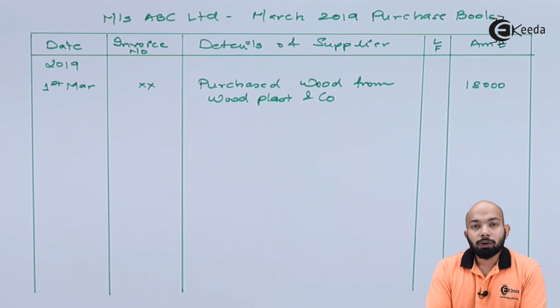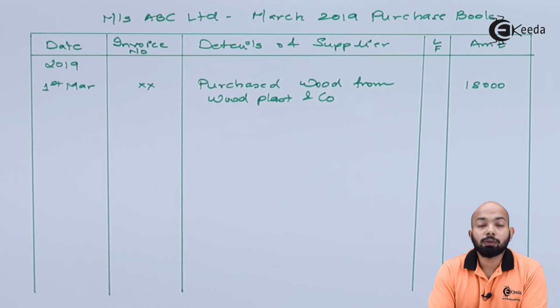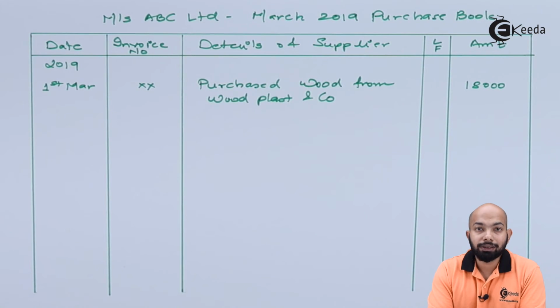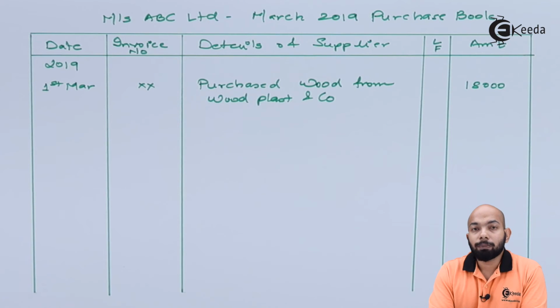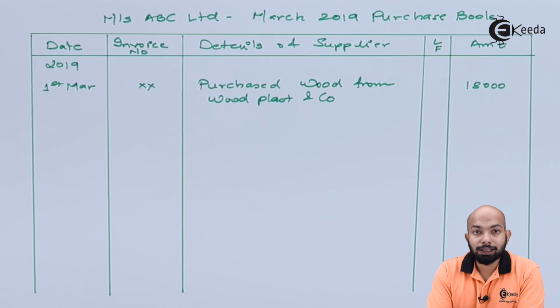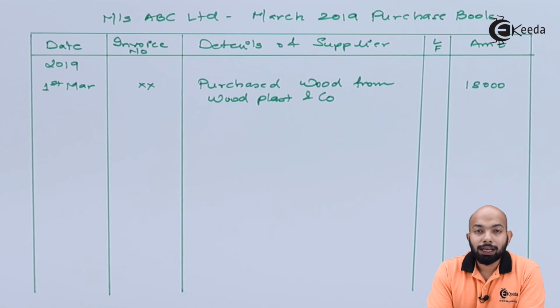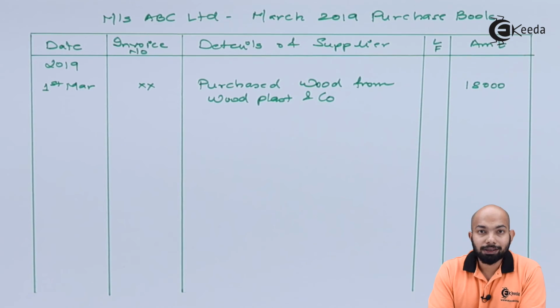The transaction amounted to 20,000. However, the Woodplast company gave us a 10% trade discount, which will be subtracted from the amount. Hence, when we mention the amount here, you have to be very sure about it. You'll deduct the 10% trade discount and put the amount as 20,000 minus 2,000, which is 18,000. Hence, the amount mentioned in the amount column is 18,000. Let's go ahead with the next transaction.